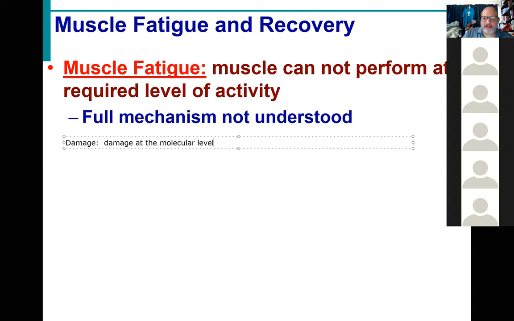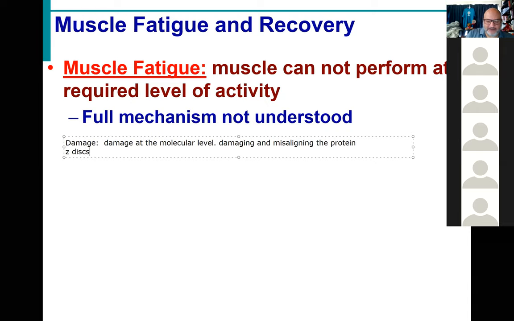Right? What we are doing is we are damaging and misaligning the proteins. I am not talking about straining the muscle or tearing the muscle cell or misaligning a fascicle or anything along those lines, right? That is not what we talk about when people talk about damaging the muscle cell. What we're talking about is damage or misaligning the proteins, right? Our Z discs or actin become misaligned.